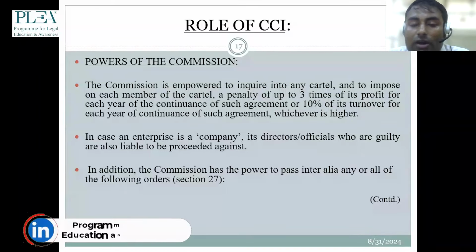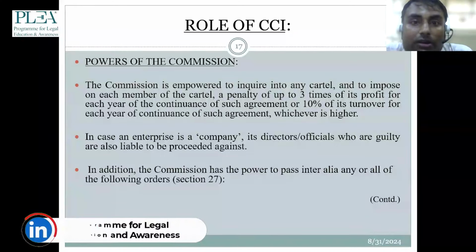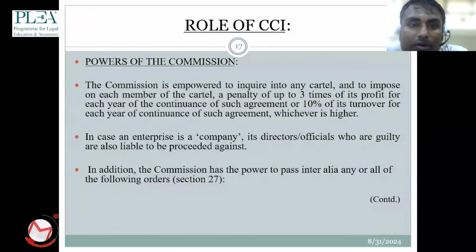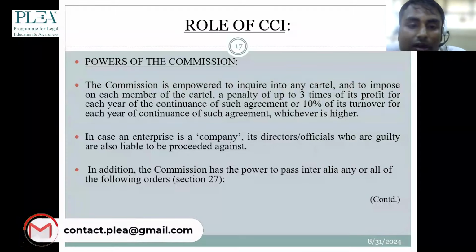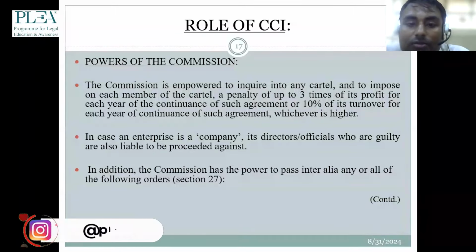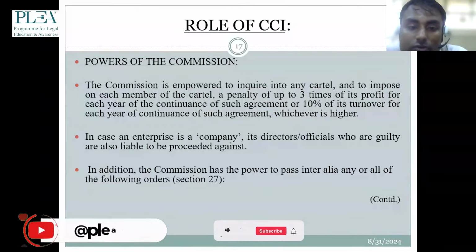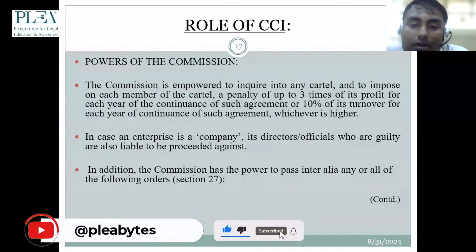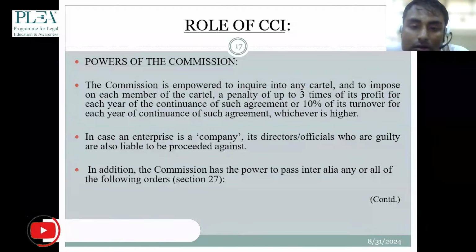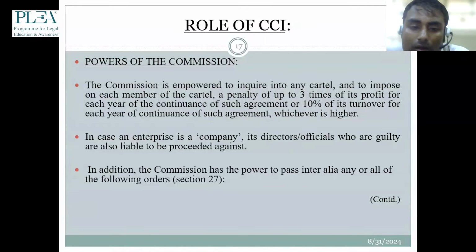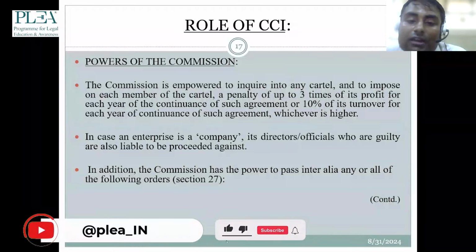So by using the method of cartel, whatever they are earning, whatever they are actually raising as their capital, that can be stopped: 3 times of the profit for each year of the continuance of such agreement, or 10% of its turnover for each year of continuance of such agreement, whichever is higher. So the penalty is in terms of money, and the whichever-is-higher principle is applicable, but it shows that it is a civil punishment. In case the enterprise is a company, its directors or officials who are guilty are also liable to be proceeded against, because the directors and officials are treated as the brain of the particular company.